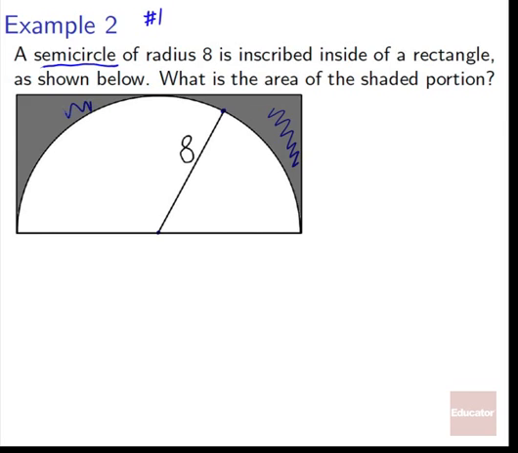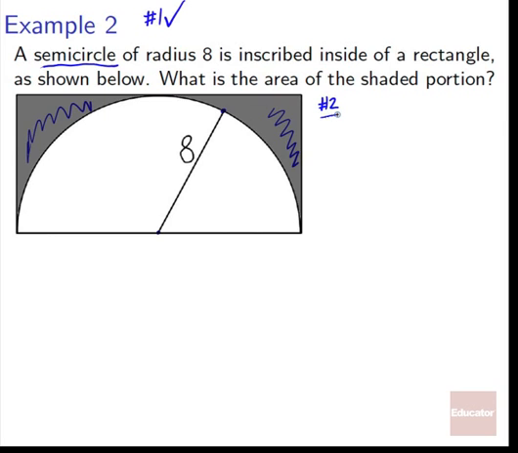So we want to figure out how much is the shade in here? So we understand what we're looking for. We've got half a circle held inside of a rectangle so it barely touches the edges, and we're looking to figure out what's the part that isn't the circle but is still contained in the rectangle. What's that shaded portion? Great, so number one, done.